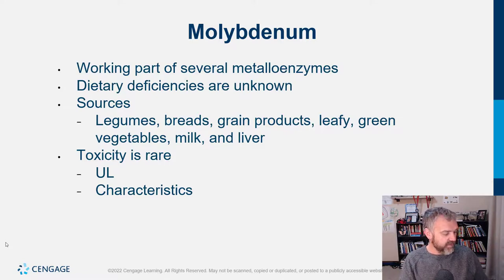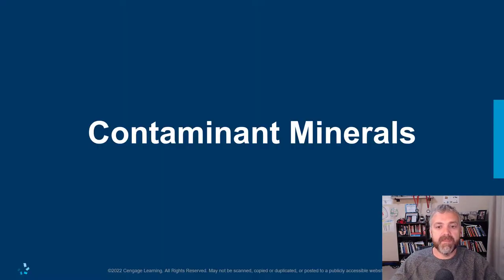So what does the FDA want you to know about molybdenum? Needed for enzyme production, needs 75 micrograms a day, from beans and peas, nuts, and whole grains. And I don't have anything on my list about it. All right, so those are the actual trace minerals we're going to talk about.